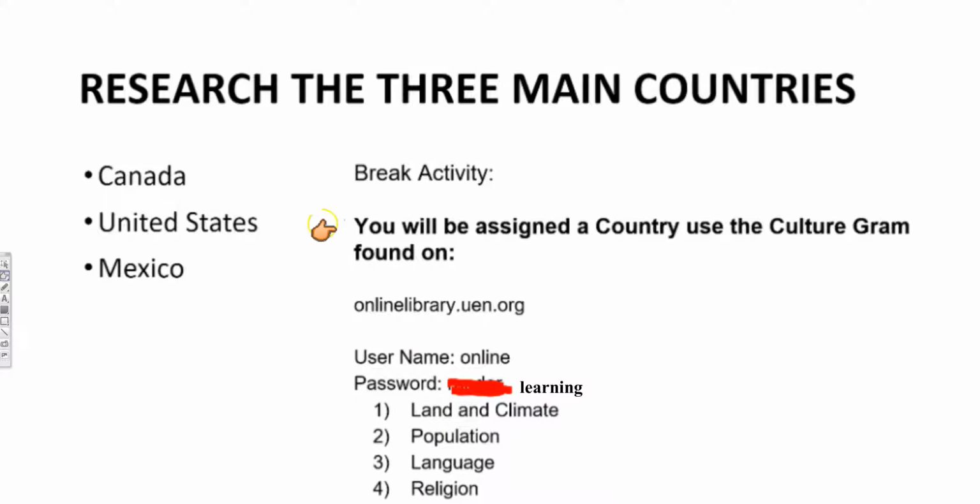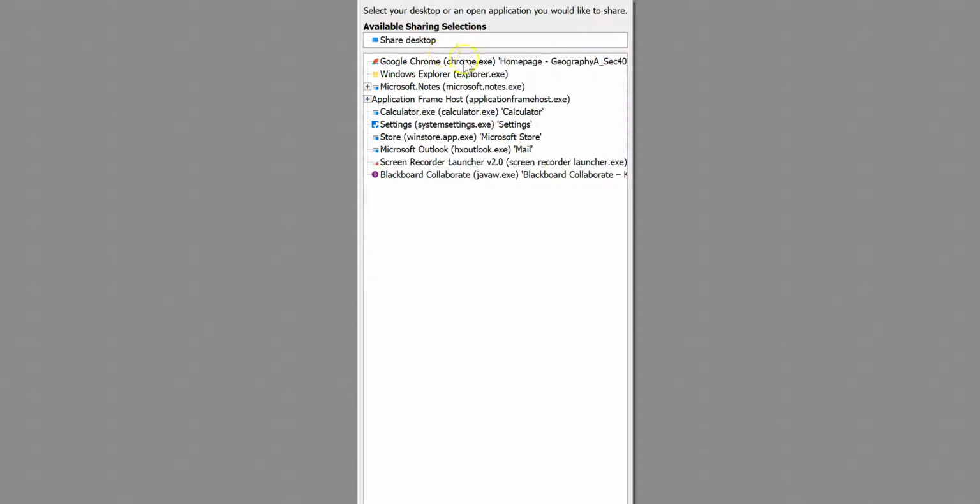So what's going to happen is I'm going to break you guys into 3 groups, okay? One group is going to be Canada, one is going to be the United States, one is going to be Mexico, okay? And you're going to go on to onlinelibrary.uen.org, type in the username and password, and then you're going to find under the Culturegram portion, it's going to talk about land and climate, population, language, and religion, okay? So I'll break you out into those groups, but first I want to screen share and show you how this works, okay? So let me screen share real quick.